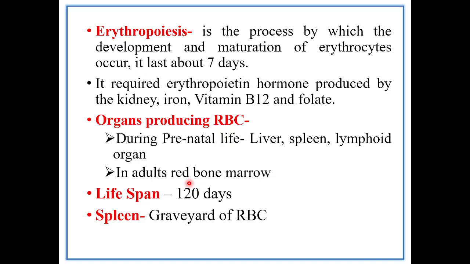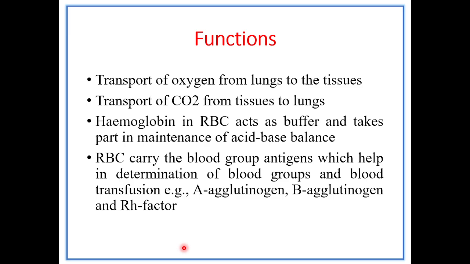The overall lifespan of RBC is 120 days. After 120 days, they are destroyed in the spleen, and therefore the spleen is called the graveyard of RBC. Let's see the functions of RBC. Number one, it helps in respiration, for example, it transports oxygen from the lungs to the tissues, and it also transports CO2 from the tissues to the lungs.